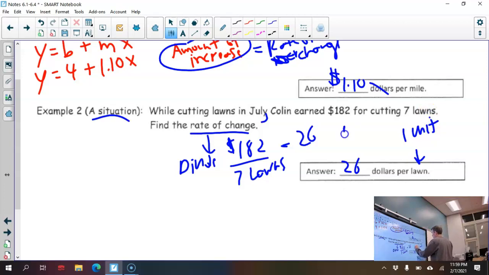Remember, sometimes this is called the unit rate because it's the amount per unit. $26 per unit. In this case, the unit is lawns. $26 per lawn.